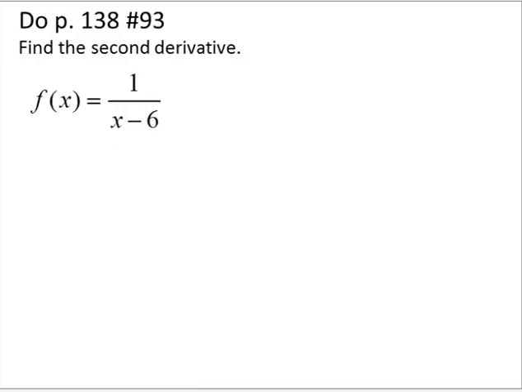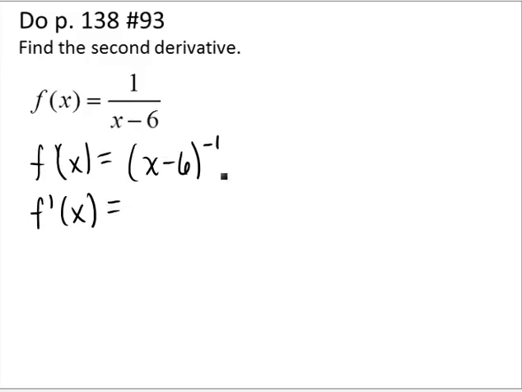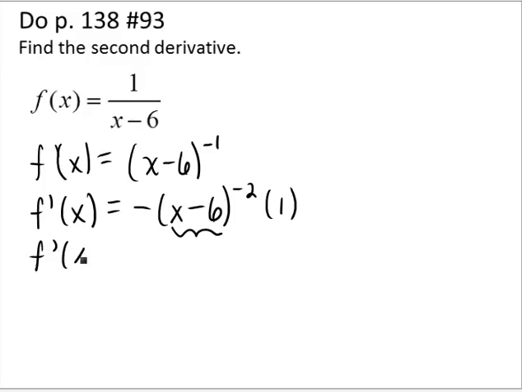My last example asked me to find the second derivative. So I need to find the first derivative. And in order to do that, I will rewrite it. Ready to take the first derivative, I'll bring the negative 1 out front, rewrite what's on the inside and lower it by 1, and take the derivative of what's on the inside, which is a 1. So the first derivative ends up being just negative 1 over x minus 6 squared.